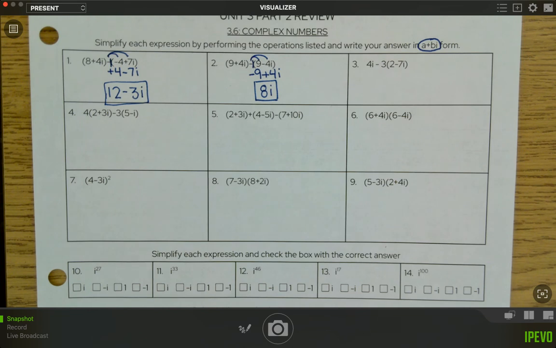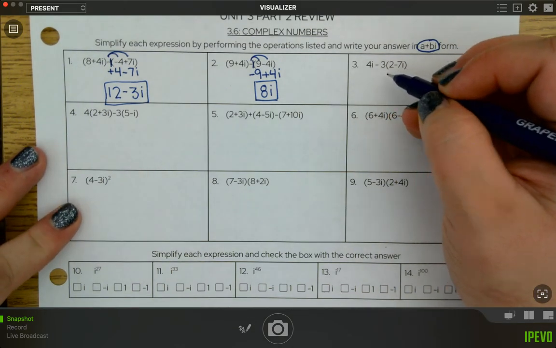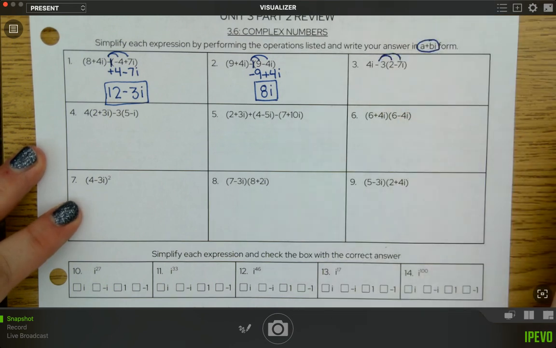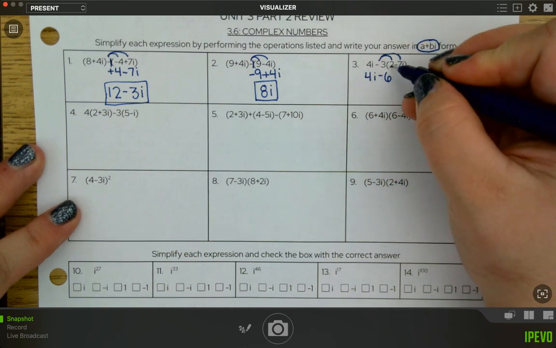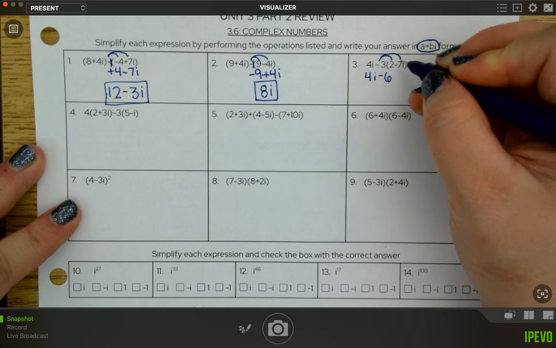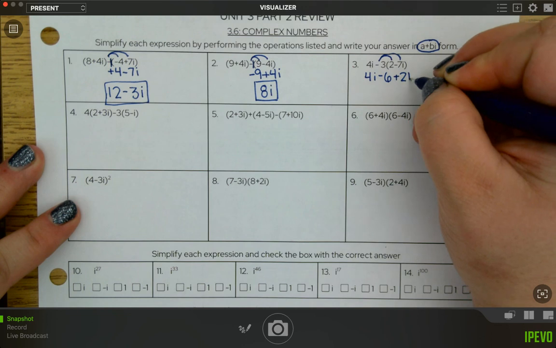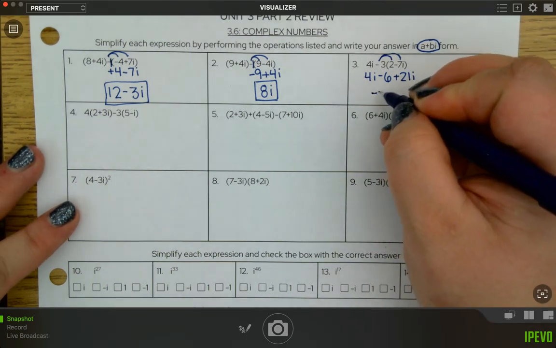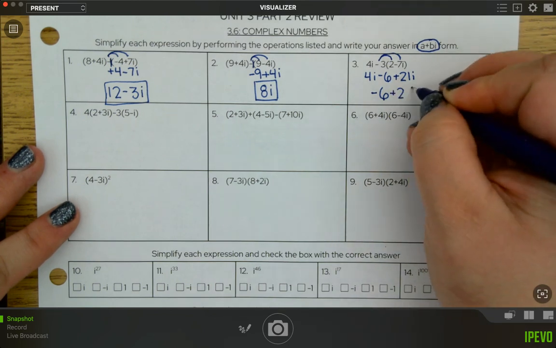All right, number 3 looks a little funky because this isn't in parentheses, but this is. That means you need to take this -3 and multiply it to the parentheses. That's called distributing. That should be something that you are very used to by now. So this is going to become -6, and -3 times -7i is 21i. And then we're going to add our i's together. The -6 is going to stay out front. 4i plus 21i is 25i.